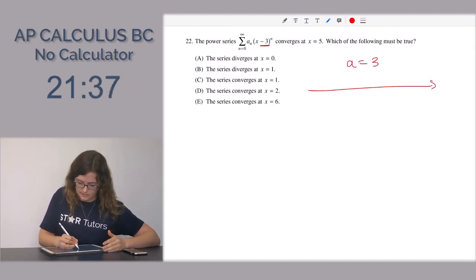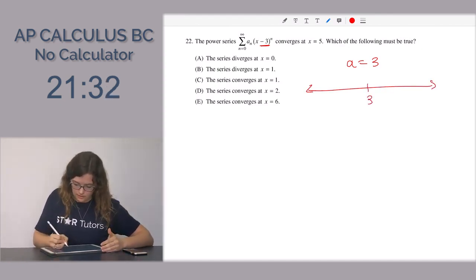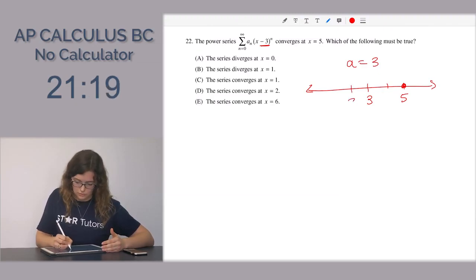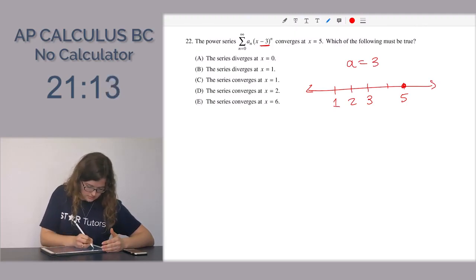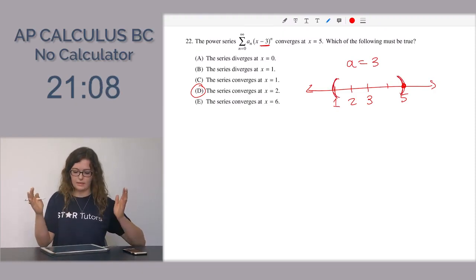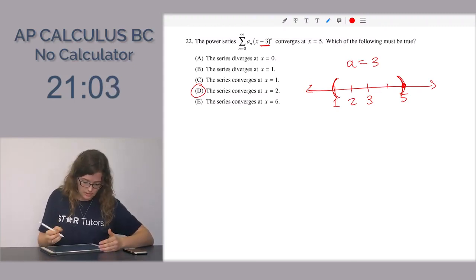We know that the power series is going to converge within an interval that's symmetric about the center. So if the center is 3 and I know it converges at 5, that means the radius is at least 2. So it will also converge at 2, and potentially at 1, but it'll definitely converge at 2. So D is my answer, because I know that my interval of convergence is at least the open interval 1 to the closed interval 5. So it's going to converge at 2. That's a totally conceptual question.